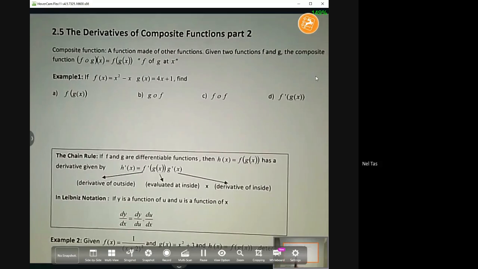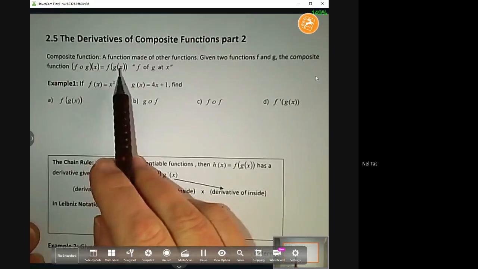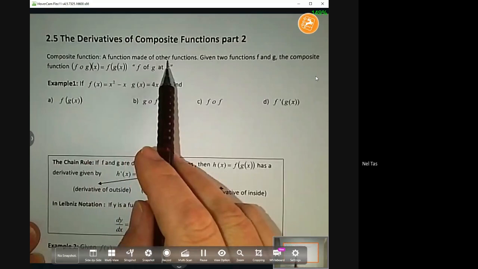2.5, the derivatives of composite functions, part 2. So what is a composite function? A function made of other functions.